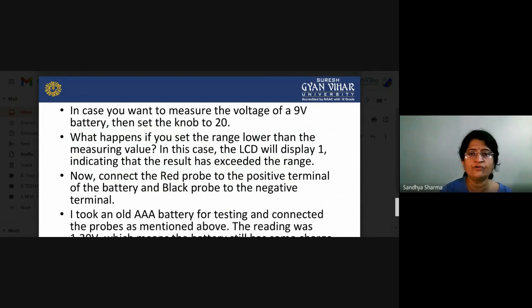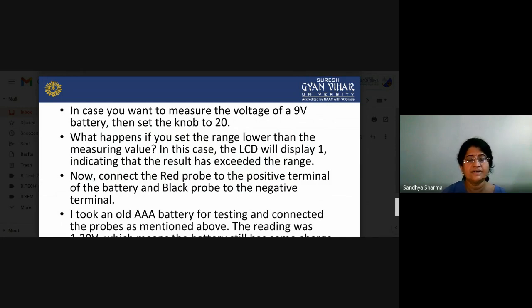In case you want to measure the voltage of a 9-volt battery, then set the knob to 20 volts. What happens if you set the range lower than the measuring value? In this case, the LCD will display 1, indicating that the result has exceeded the range.